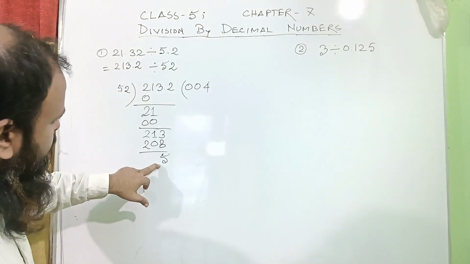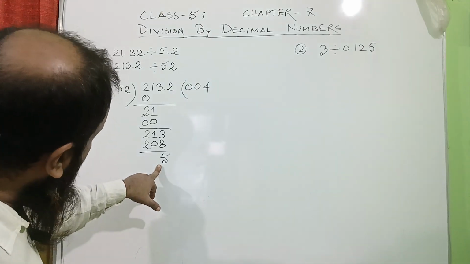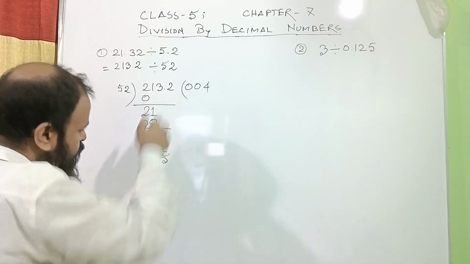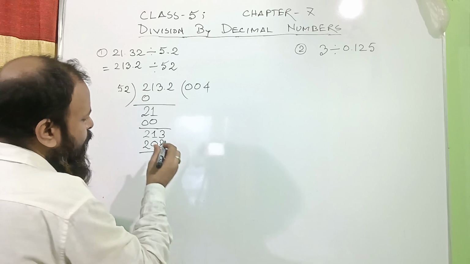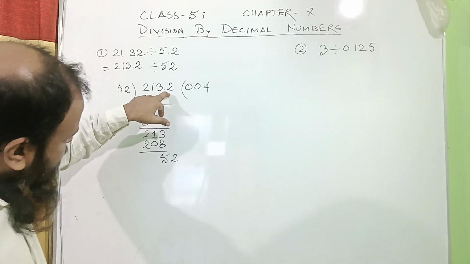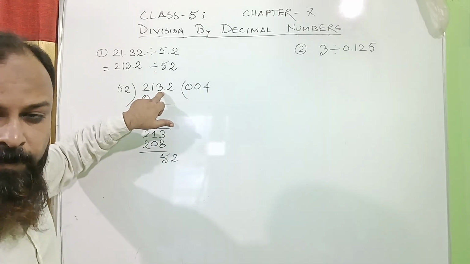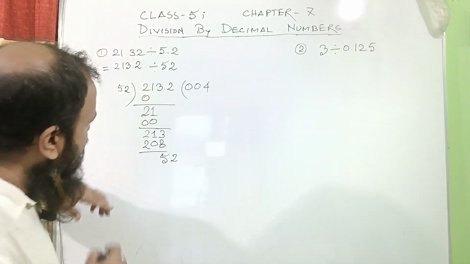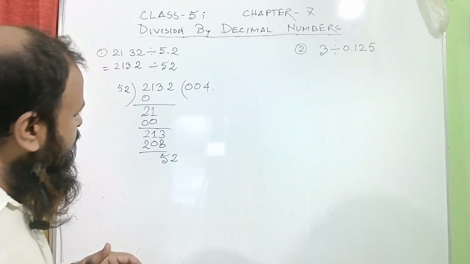So after doing subtraction, we need to go for the next digit. The next digit is 2, to be brought down here. But when we are bringing 2 here, we are crossing the decimal point. As we are crossing the decimal point, we are to put the decimal point here in the quotient.